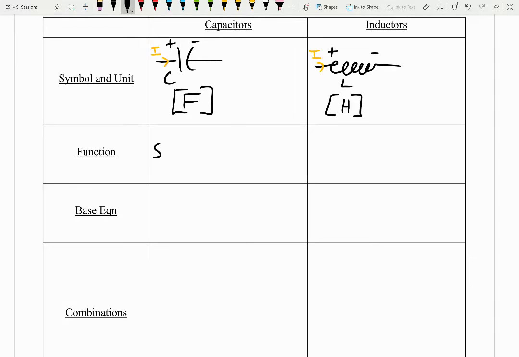Our functions: we're going to be storing voltage in a capacitor, and we're going to resist current flow in an inductor. So it wants to prevent the flow of the current from getting from this side to that side. Essentially, the current has more path to travel, so it takes longer to get over there.